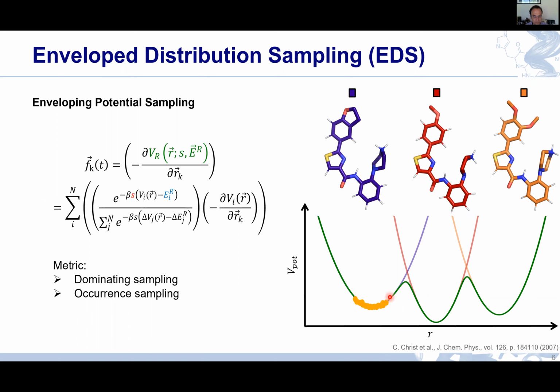This also leads to a state or a way of sampling for this blue state as dominating state. Because as the state here is contributing the most to the reference potential, it also is the one that is kind of leading the sampling. And the second term, which we call a second way of sampling, is occurrence sampling. That's also something I want to introduce to you.